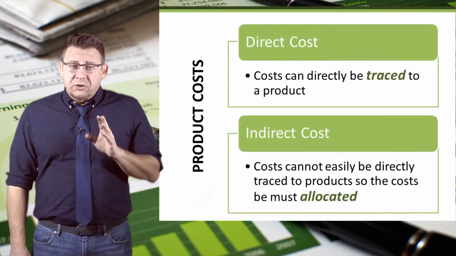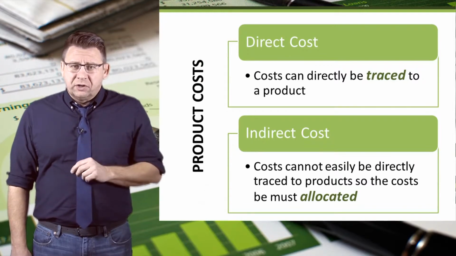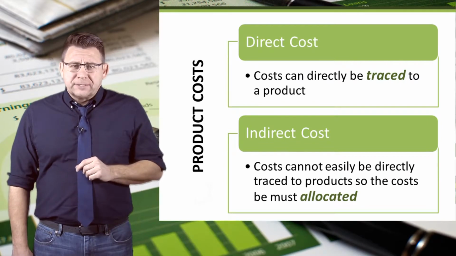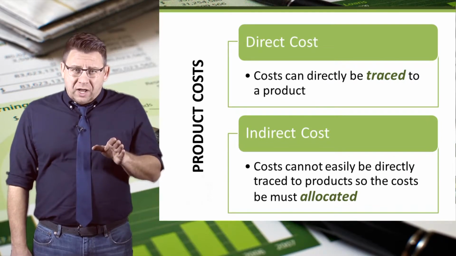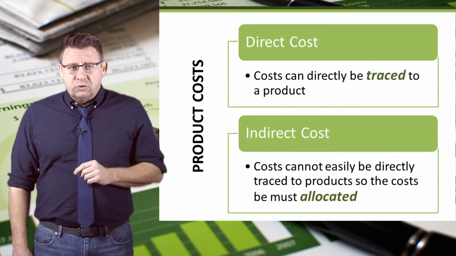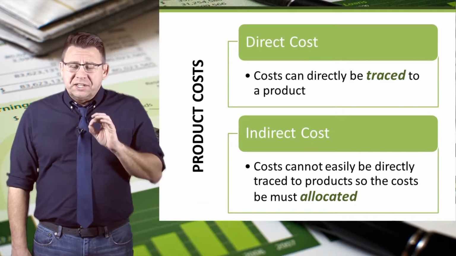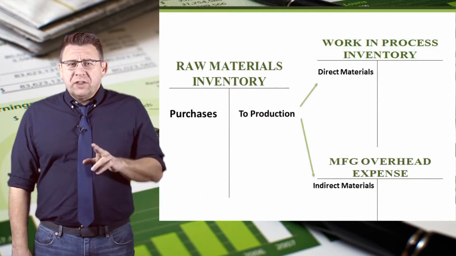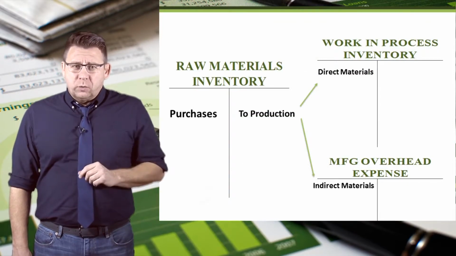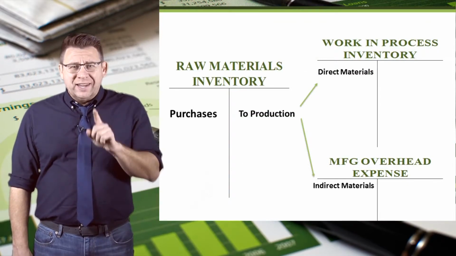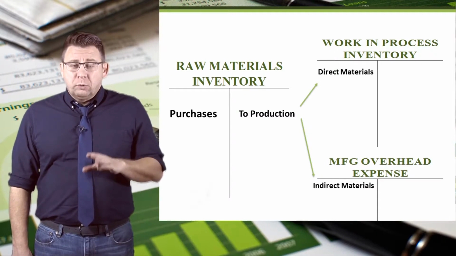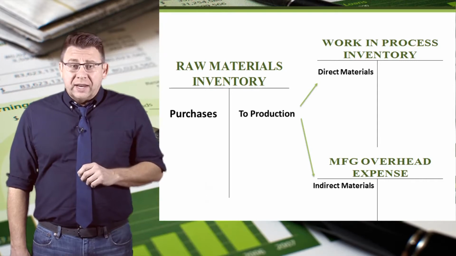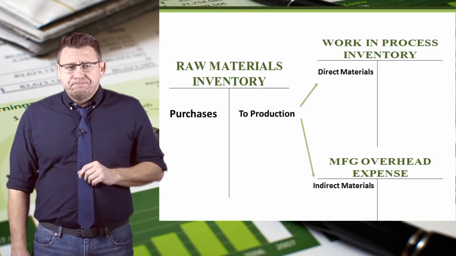You recall that direct costs, like direct materials, are those that can be traced directly to a product. Indirect costs are those that can't be traced to a product, so those costs need to be allocated to the products. So even though the indirect materials physically go to WIP, the costs are indirect and therefore will be allocated to the job. We will learn how to do that in an upcoming video podcast.